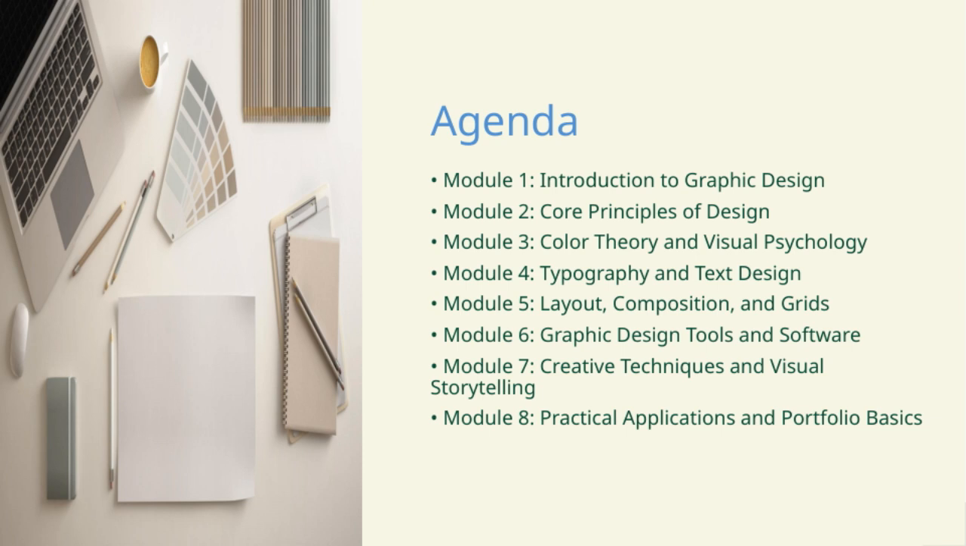Moving on to Module 3, we'll look at color theory and how it influences perception and emotion, along with some insights into visual psychology. In Module 4, we'll focus on typography and text design, emphasizing how font choices and text layout impact readability and message clarity. Next, in Module 5, we'll cover layout, composition, and grids, key tools for organizing visual content cohesively. Module 6 introduces graphic design tools and software, giving you an overview of essential digital resources.